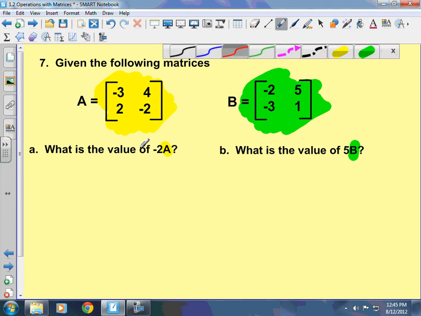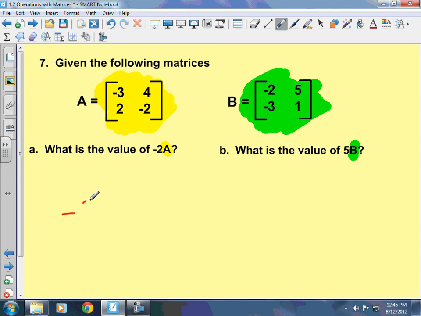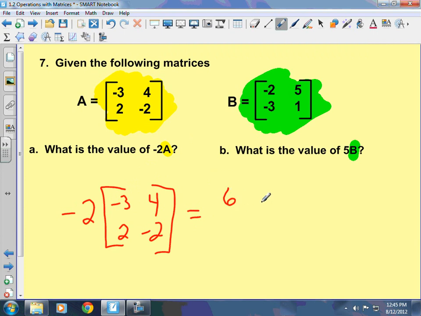So when I go to do this problem right here, negative 2 times A, I rewrite my negative 2, but instead of writing an A, what am I going to write? That's correct. I'm going to write the matrix. Okay, so now, negative 2 times negative 3 is positive 6. Negative 2 times 4 is negative 8. Negative 2 times 2 is negative 4. And negative 2 times negative 2 is positive 4. Put the brackets around my matrix. That's my answer.